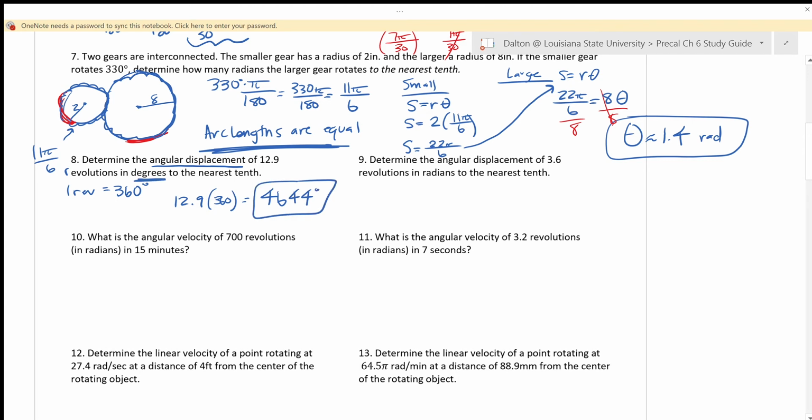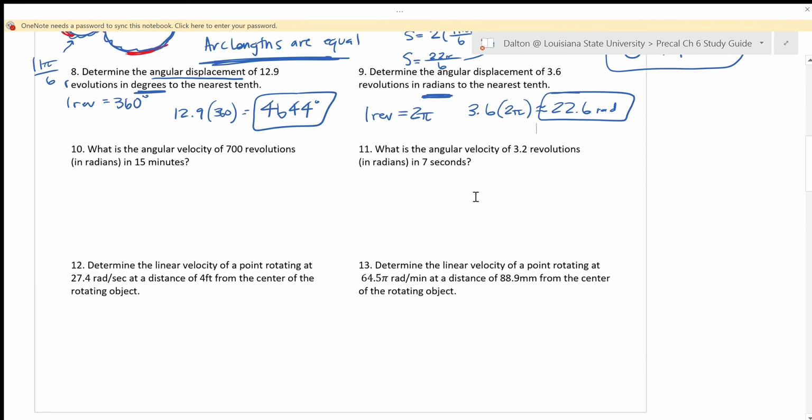Number 9 is a similar question. It asks for the angular displacement of 3.6 revolutions in radians to the nearest tenth. Again, I know that one revolution of a circle in radians is 2 pi, which means 3.6 revolutions, with 2 pi for every one revolution, to the nearest tenth should be about 22.6 radians.